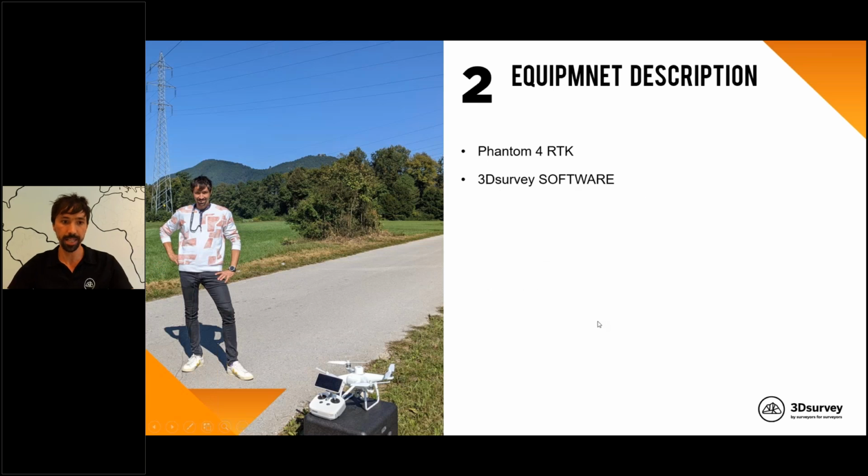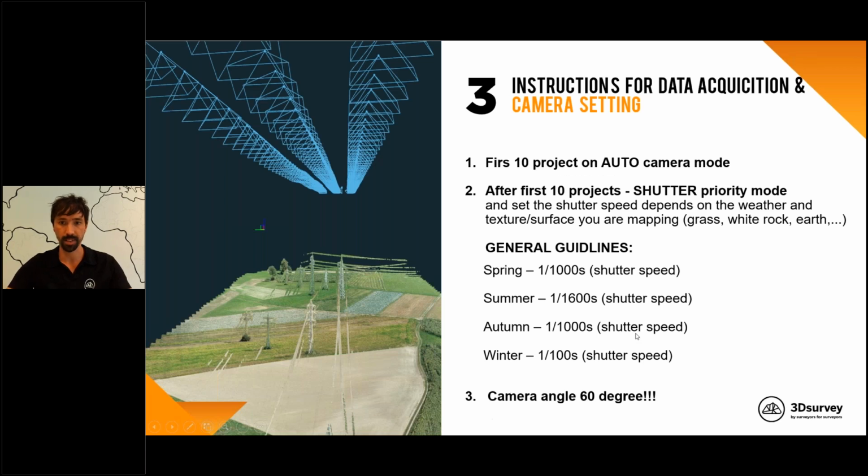Then equipment: pilot on the left side, and we use the Phantom 4 RTK. In this case, we didn't need to use ground control points. If I needed to place ground control points, this would take me additional time. In my case, I used less than 10 minutes to map 500 meters of power line. But if I didn't have an RTK drone, I would place, let's say, 6 ground control points for this area. And of course, 3Dsurvey software for processing all the data.